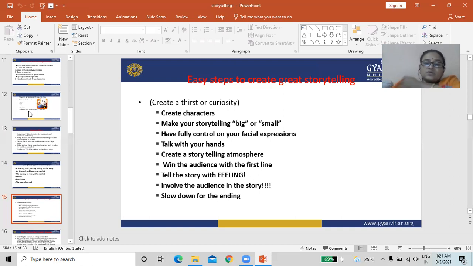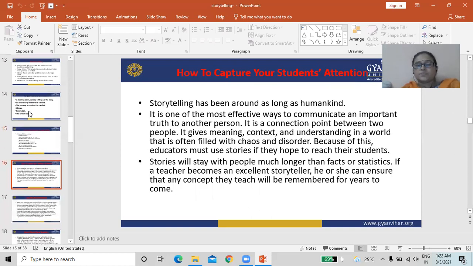Tell the story with feeling. Involve the audience in the story. It means you should communicate with your students in between your story. Showdown for the ending. How to capture your students' attention.